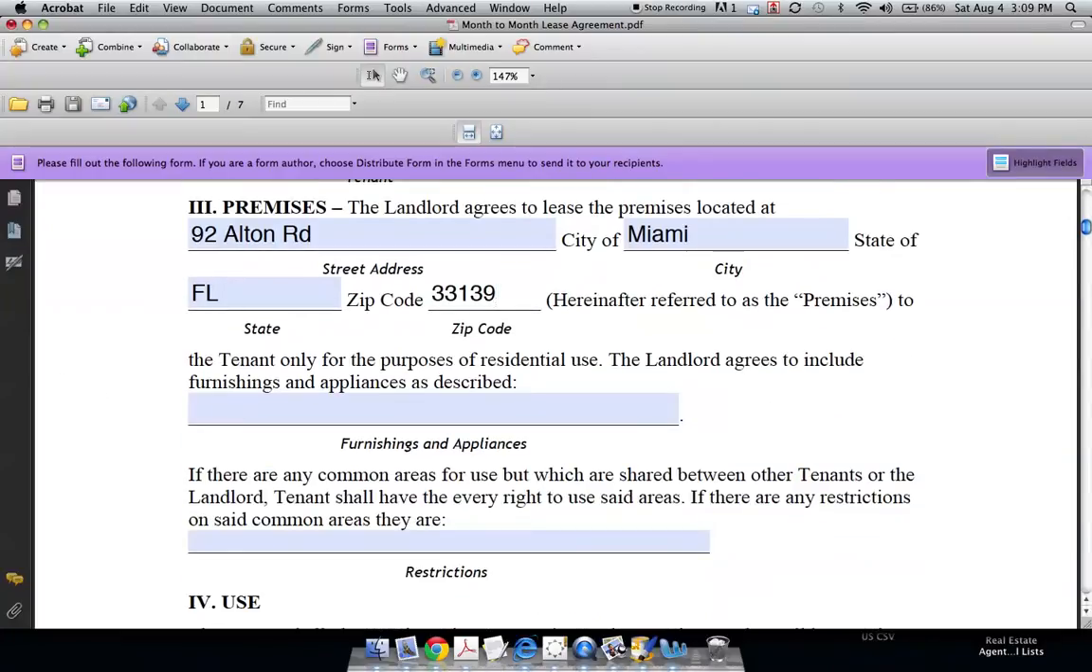This just says for only residential use, and landlord agrees to include the furnishings and appliances as described. If you have a lot of things, then I would suggest just writing see addendum, and then listing all your, if it's a furnished place, couches, everything else. But if it's empty, obviously you just leave this blank.